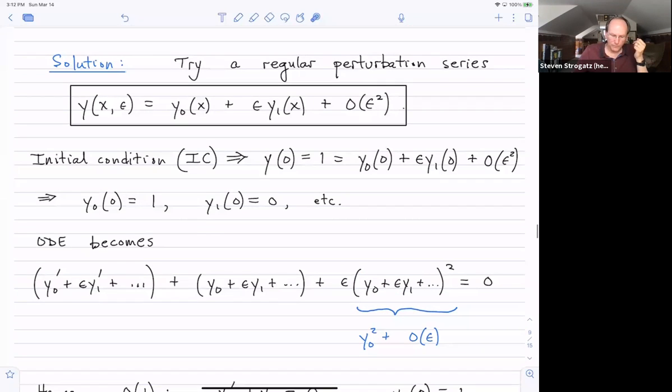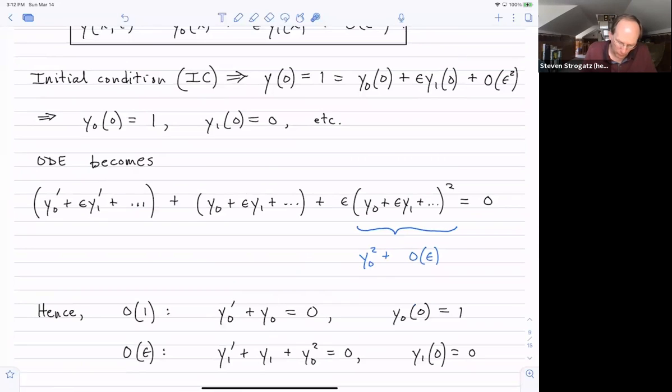Okay, so doing that, then I get two equations. I have an order 1 equation, which I get from looking at this y0 prime, this y0, it's matching up against 0. So that gives me this. There's my initial condition at that order. The order epsilon terms I get from here, and from this term, epsilon times y0. And, I'm sorry, epsilon times y0 squared, I should say. Right, because this whole thing is inside a square. All right, so at order epsilon, I've got this.